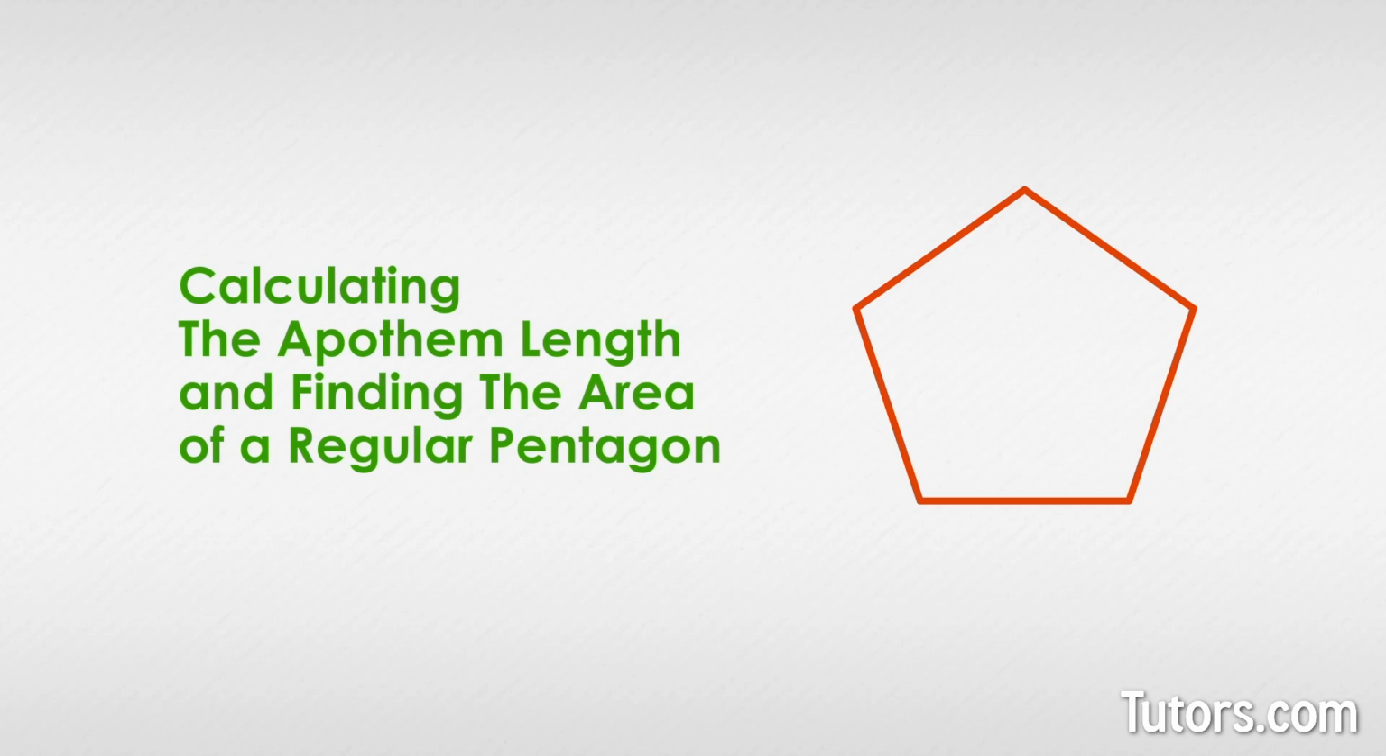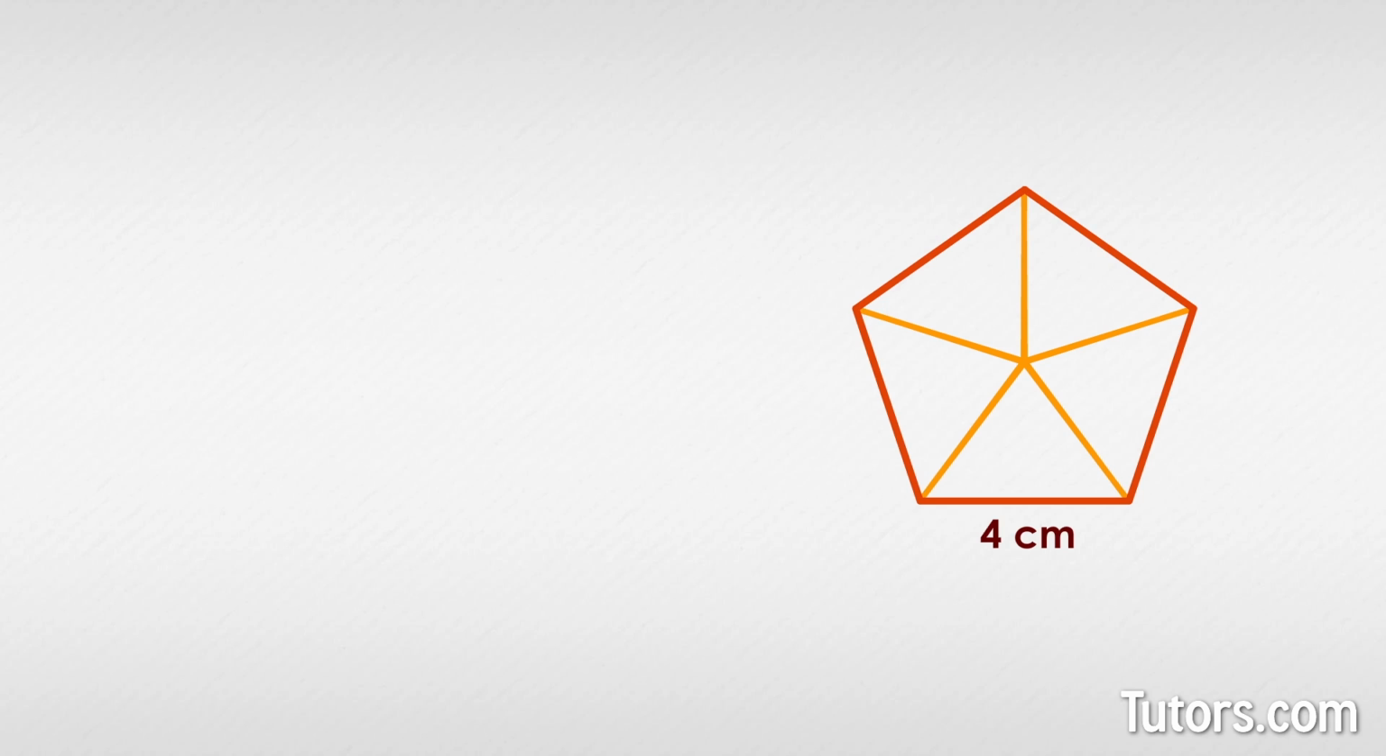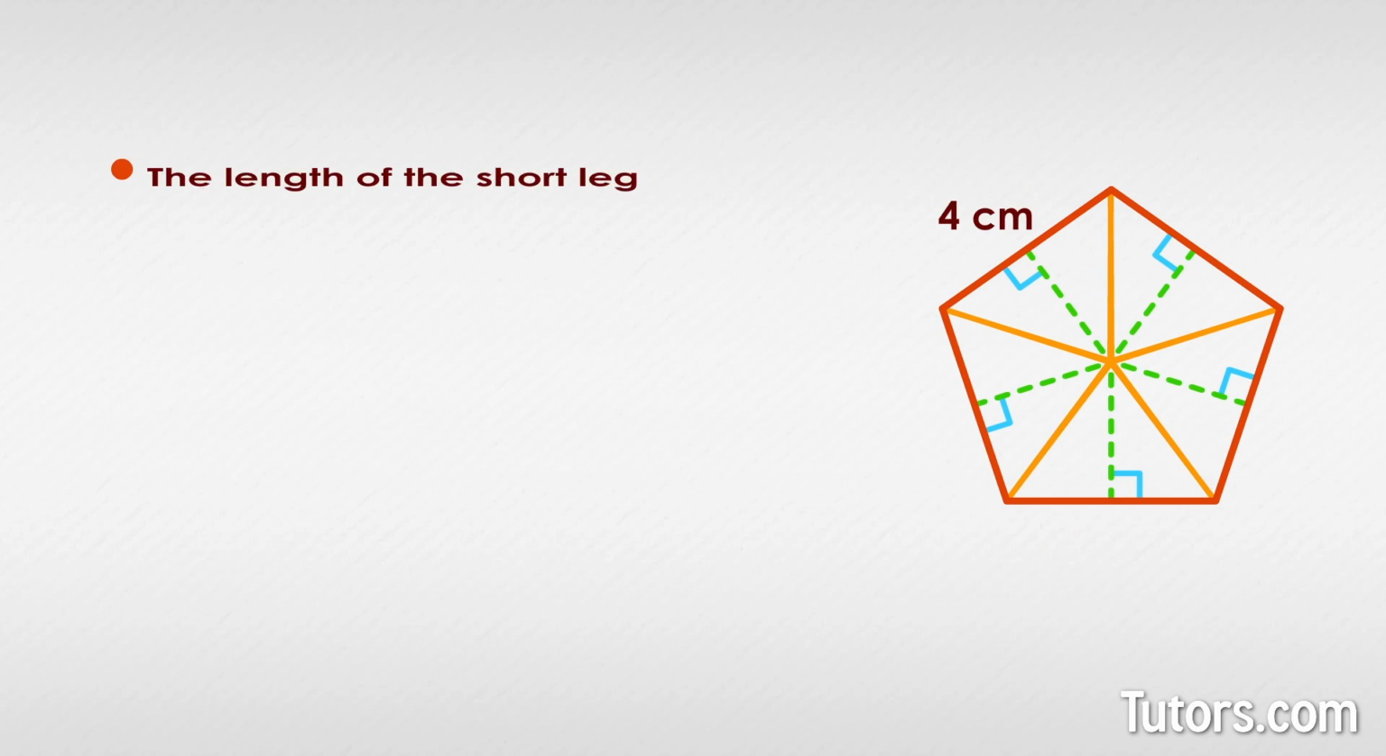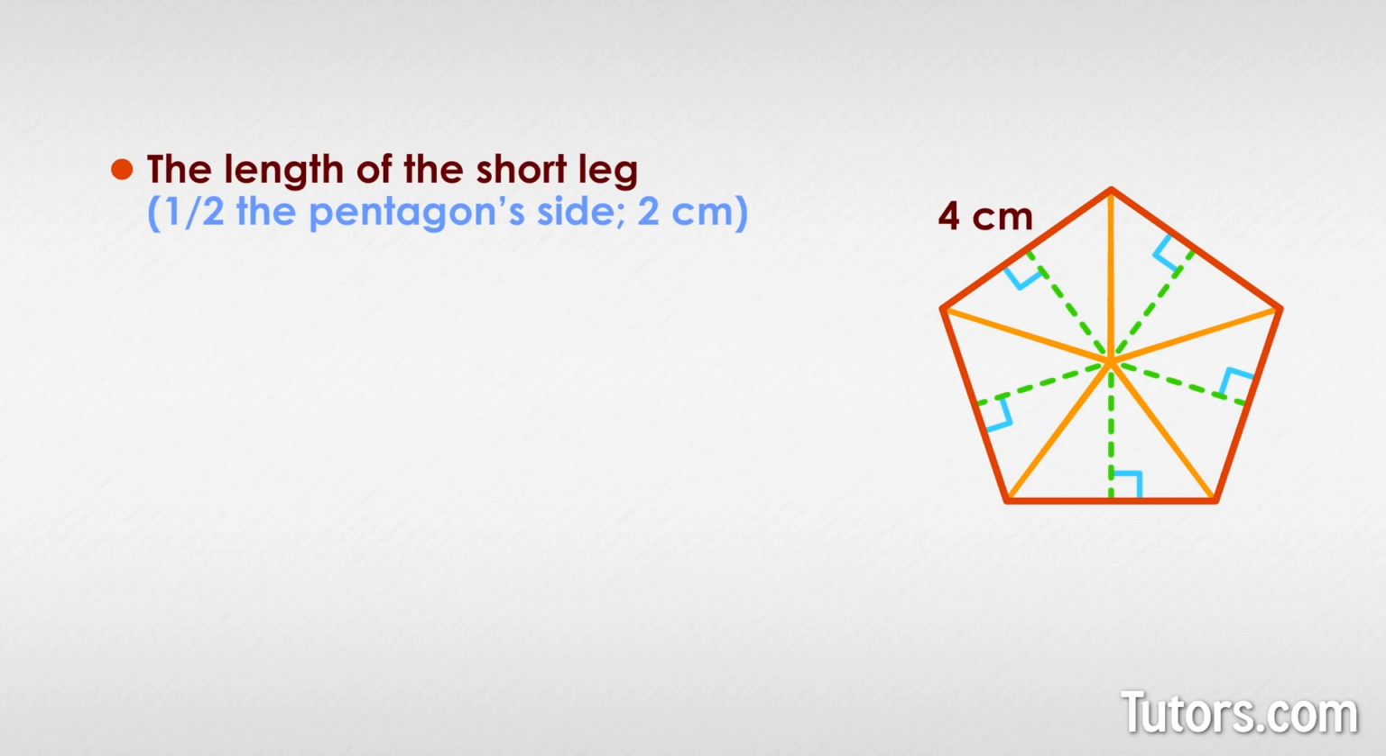Here is a pentagon with a side length of 4 centimeters. Divide the pentagon into 5 isosceles triangles, each with a base formed by the pentagon sides. Divide any one of those triangles into 2 right triangles. You now know all this about the right triangle. The length of the short leg, 1/2 the pentagon side, is 2 centimeters.